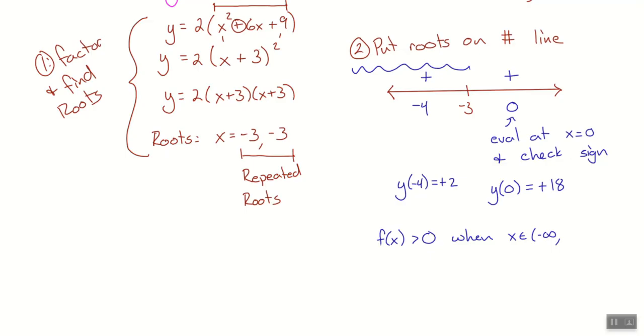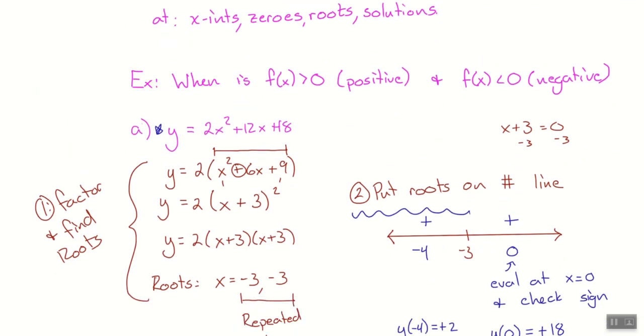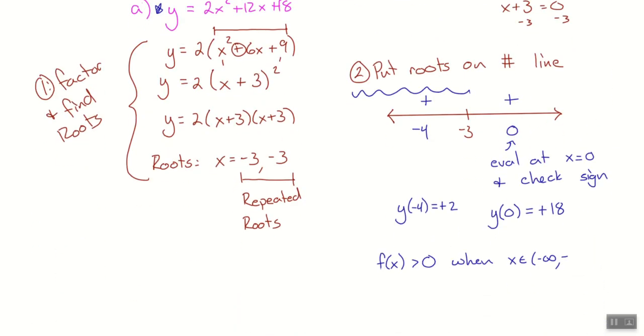It splits the line, right? If this is 0, I can't include it because it wasn't when is it greater than or equal to. It was just when is it actually greater than 0. So we can only go from -infinity to -3. We have to skip over that -3. But we can pick back up as close as we want on the other side and start at -3 and go how far? Infinity. Okay. Where is it negative?